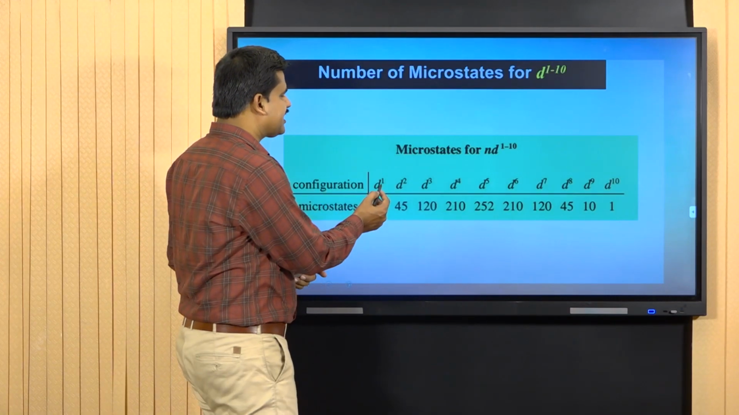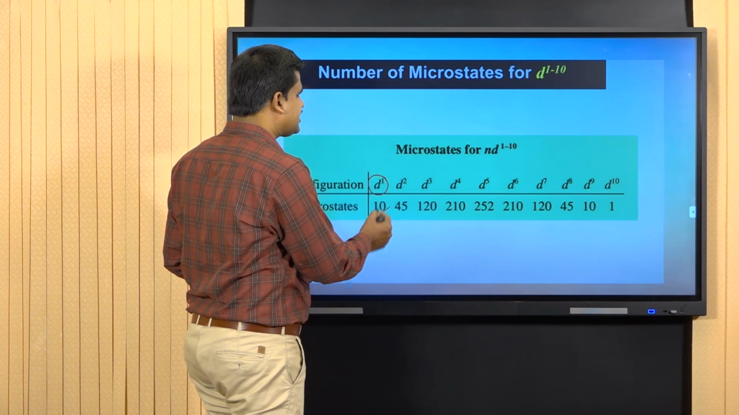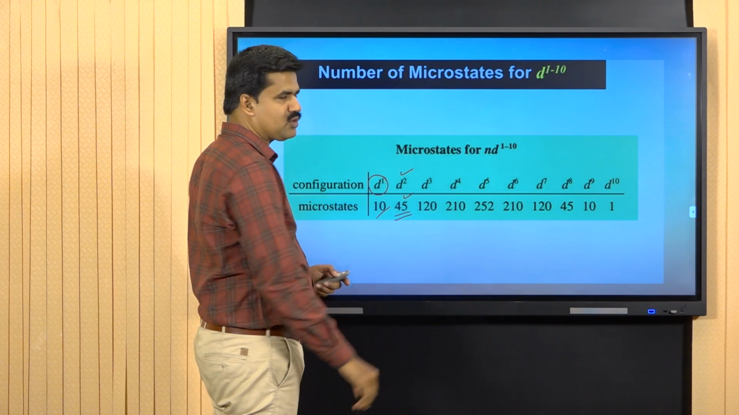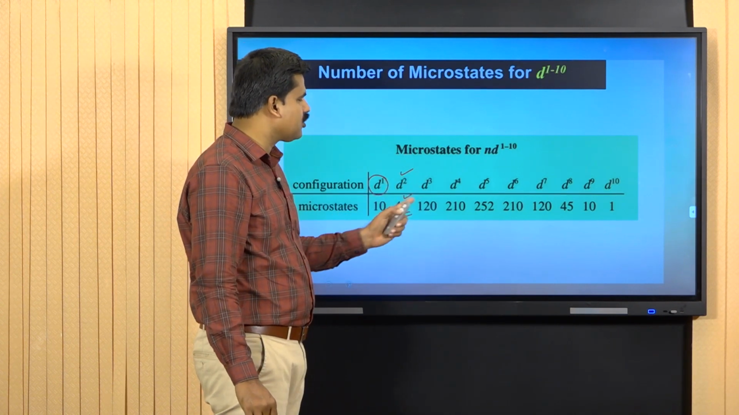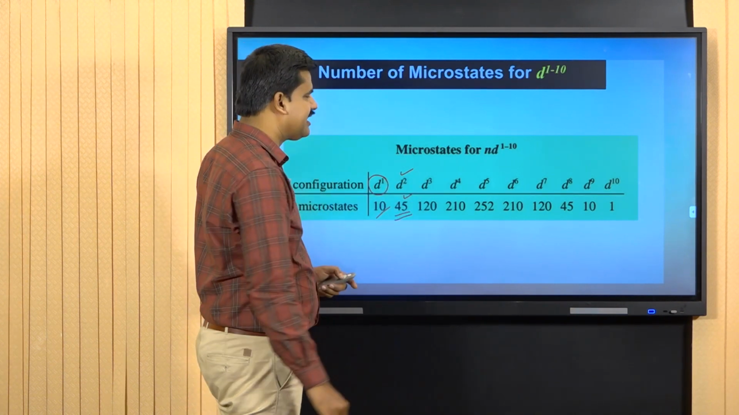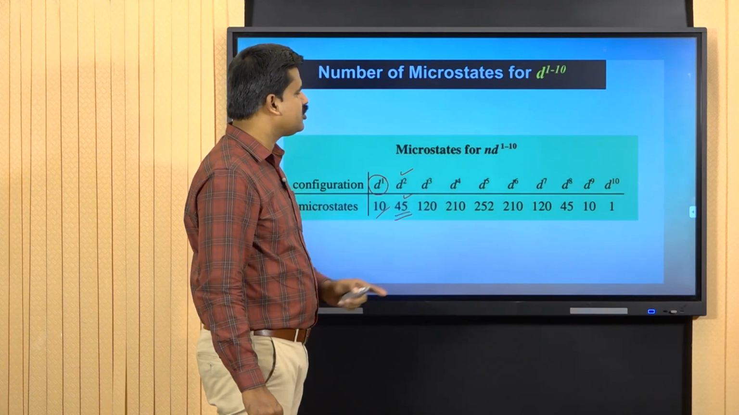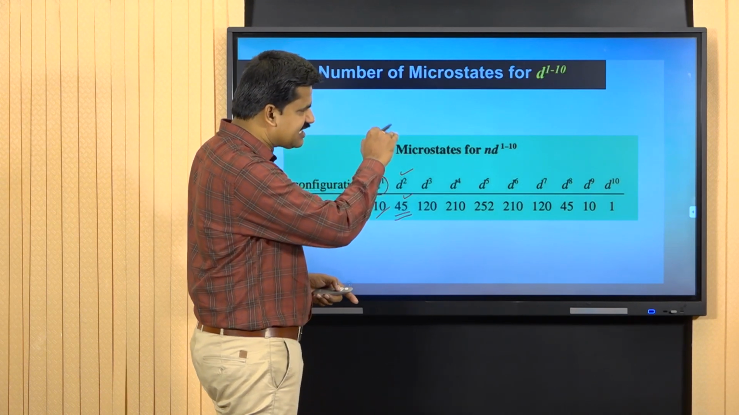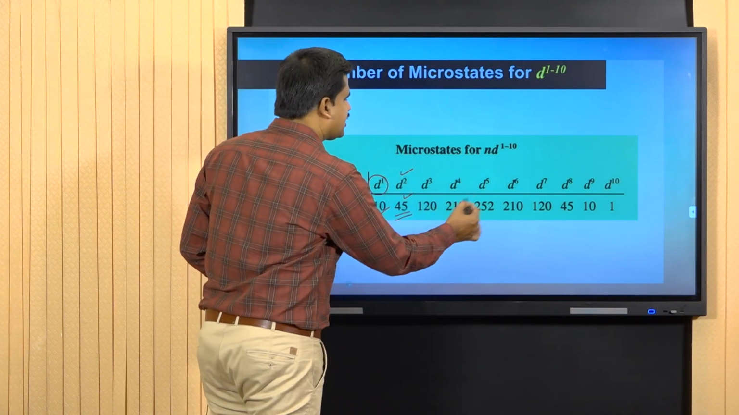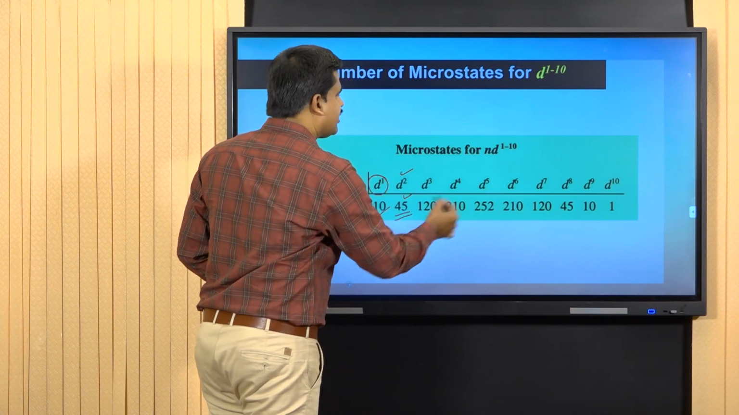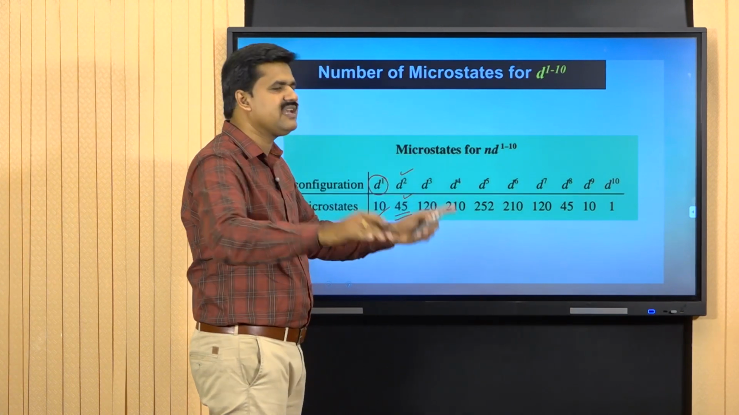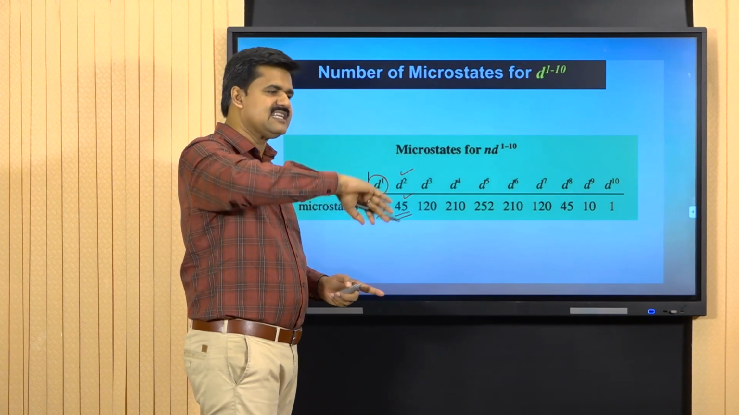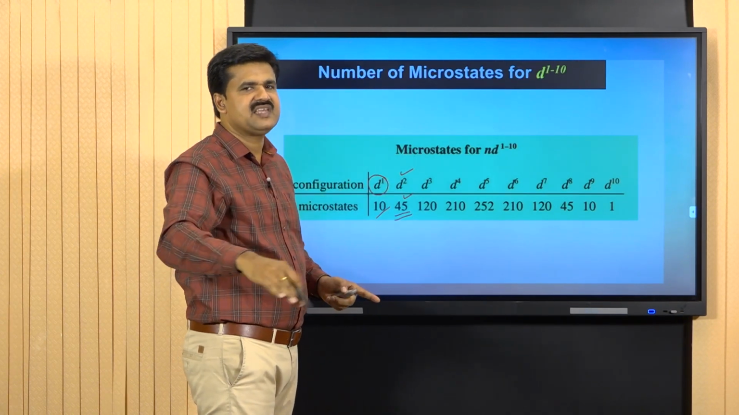So the electronic configuration, if it is D1, number of microstate will be 10, and for D2 it is equal to 45, this we have already proved. For D3 configuration, number of microstate is equal to 120, for D4 it is equal to 210, for D5 it is equal to 252. Then again diminishing in a regular systematic order: 210, 210, 120, 120, 45, 45, 10, 10, in a symmetric way, there is an increase as well as a decrease. So number of microstate increases, reaches a maximum, then decreases.